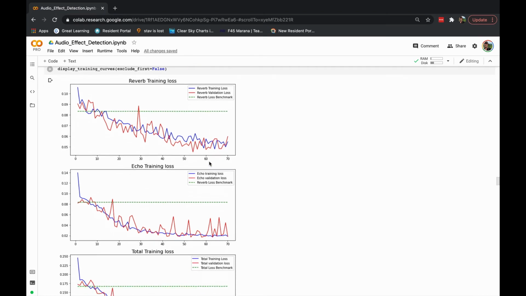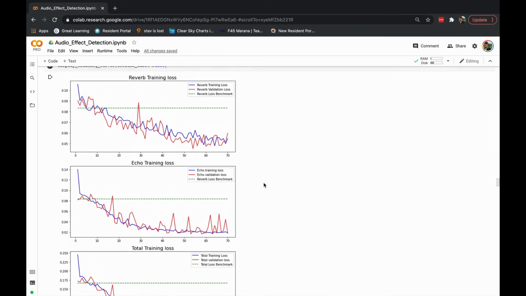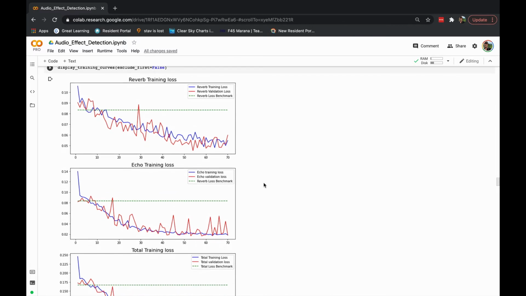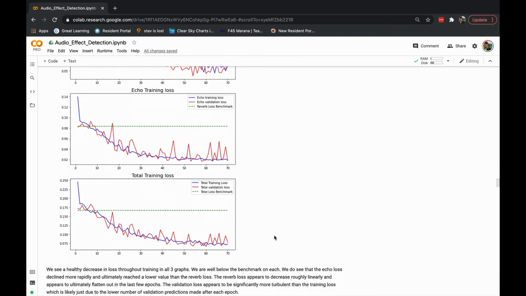We see a healthy decrease in loss throughout the training for all three graphs. We are well below the benchmark on each. We do see that the echo loss declined more rapidly and ultimately reached a lower value than the reverb loss. The reverb loss appears to decrease roughly linearly and then appears to ultimately flatten out in the last few epochs. We see some turbulence, which is likely a result of the small number of steps per epoch. I will now evaluate the model on the testing data.